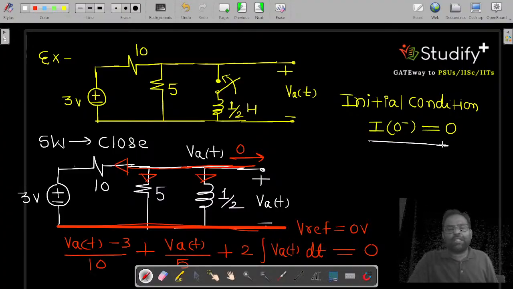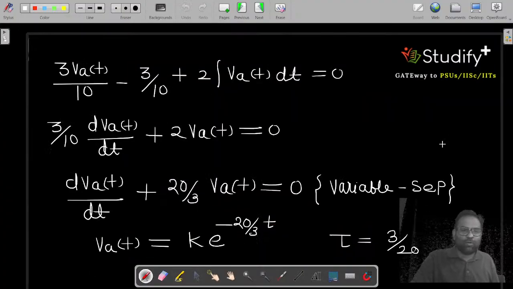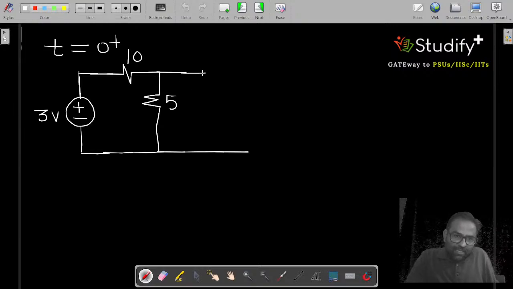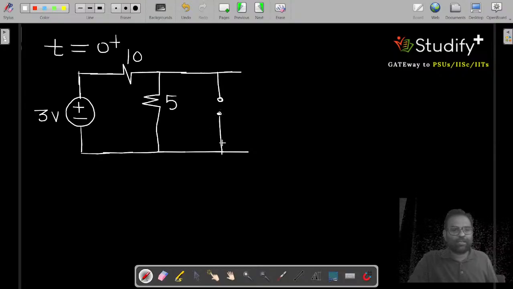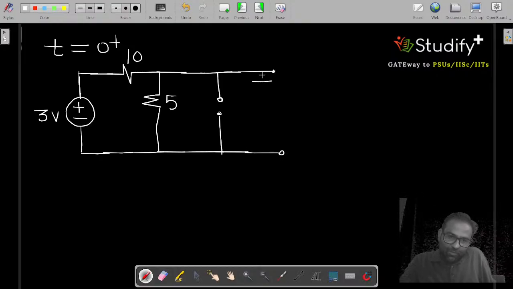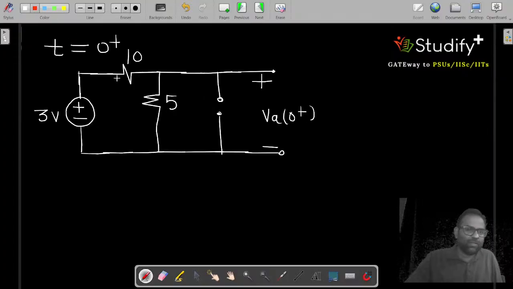If the initial condition of the inductor is stored current is 0, then I can replace this inductor by a short circuit. And I can call this voltage, because this circuit is only valid at t = 0+, so you can call this voltage VA(0+). And what is VA(0+)? The value of VA(0+) is given by this.